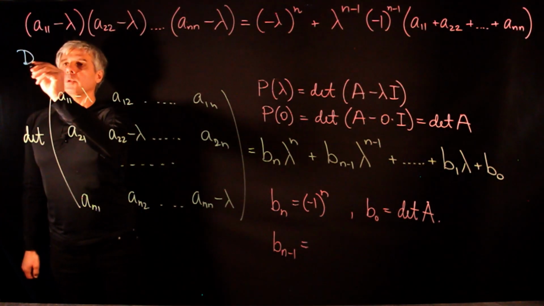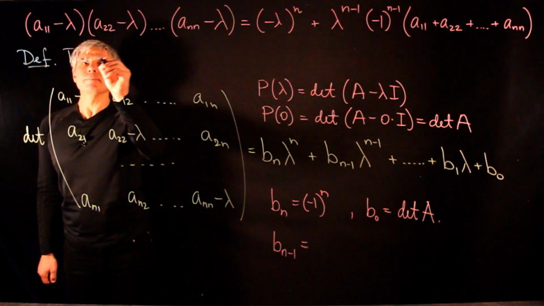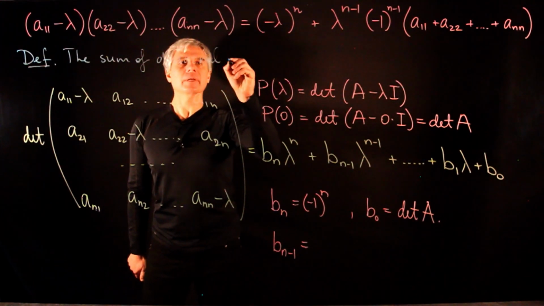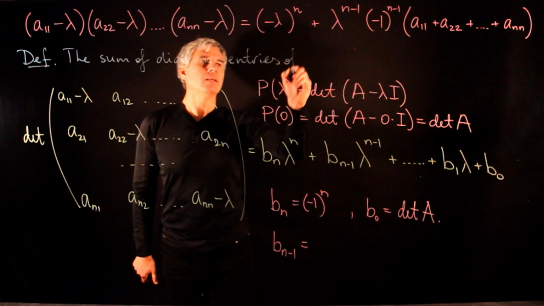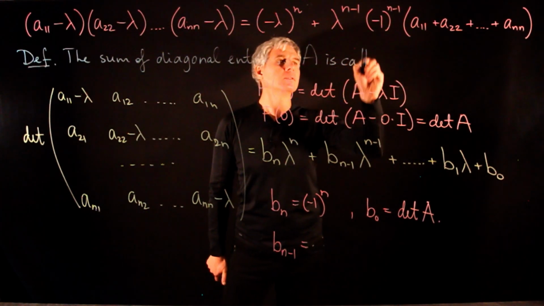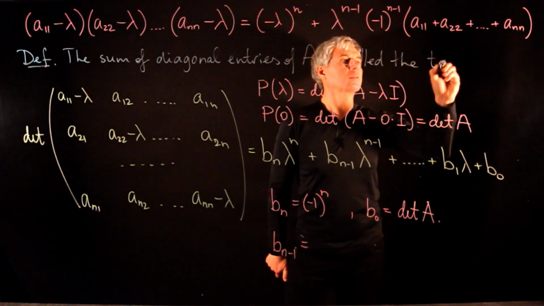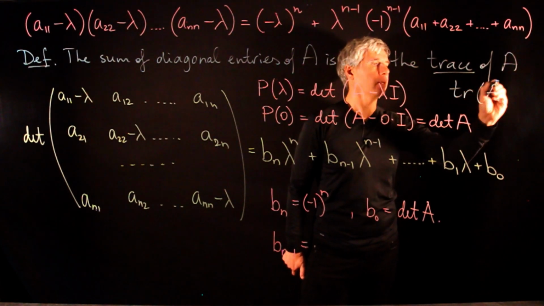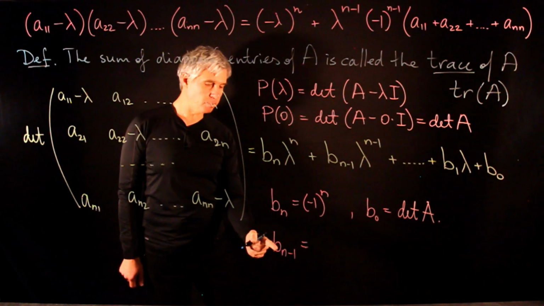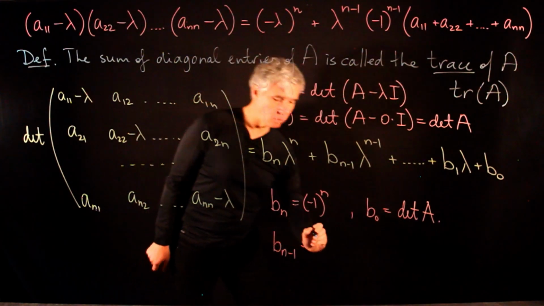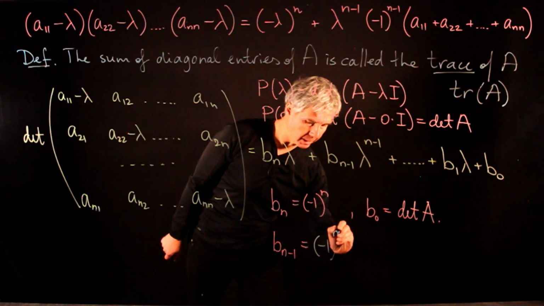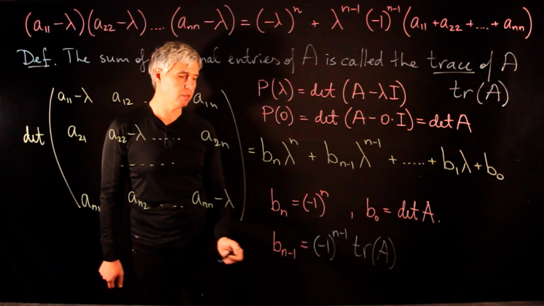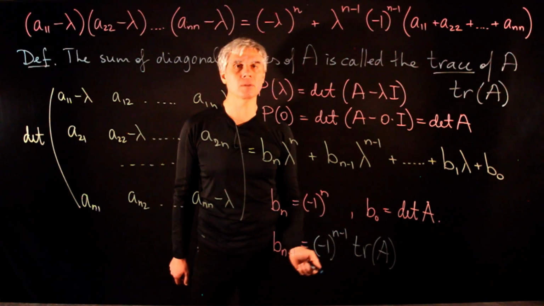So this brings us to the following definition. The sum of diagonal entries of A is called the trace of A and denoted tr of A. And what we see is that the coefficient bn minus 1 is equal to minus 1 to the n minus 1 times the sum of the diagonal entries of the matrix A. So it's minus 1 to the n minus 1 times the trace of A.